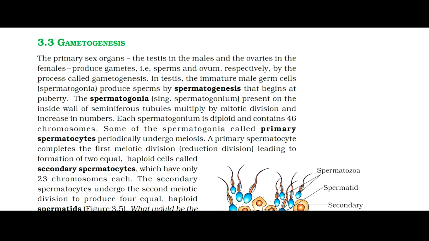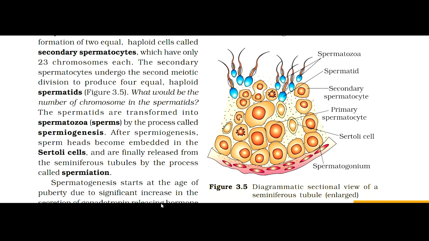The spermatids are transformed into spermatozoa, which is sperms, by the process called spermiogenesis. After spermiogenesis, sperm heads become embedded in the Sertoli cells and are finally released from the seminiferous tubules by the process called spermiation.